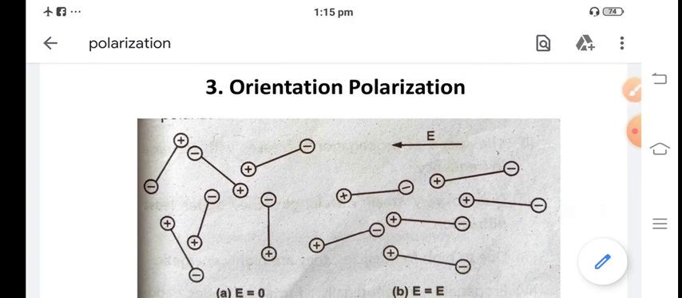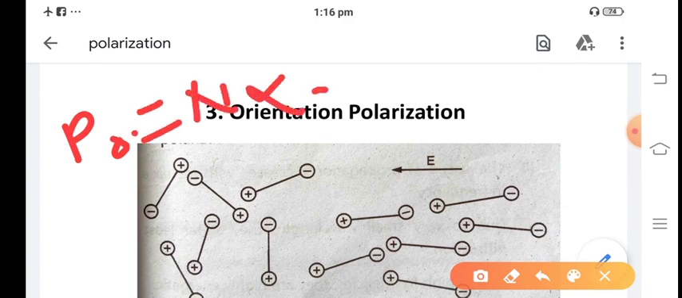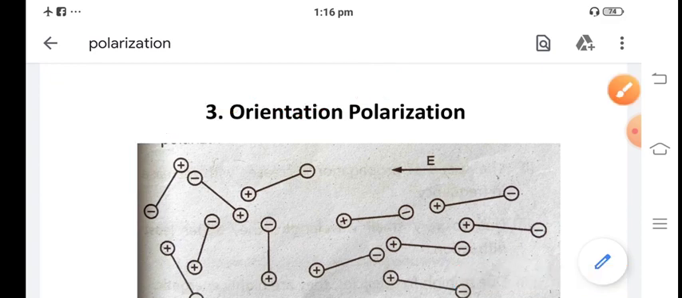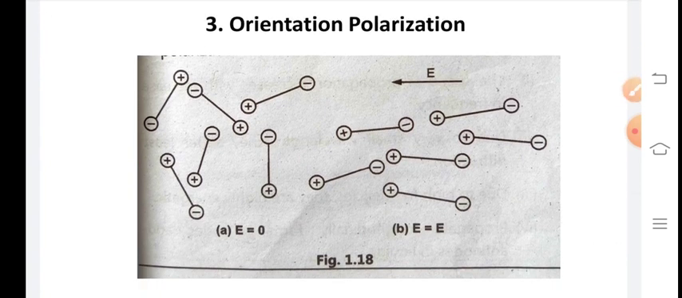The net polarization for a crystal is given by Po is equal to N alpha o E. Here Po is the orientation polarization, N is the number of dipoles in the dielectric material, alpha o is the orientation polarizability, and E is the applied electric field. So the total polarization is P is equal to Pe plus Pi plus Po.